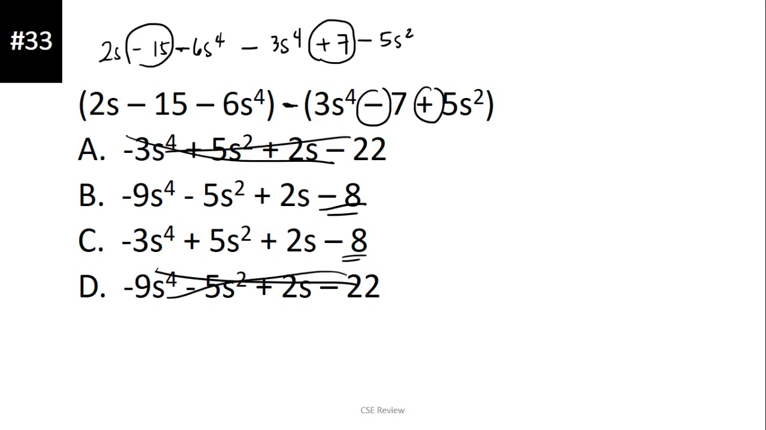Okay? Now, babalikan natin to. Either minus 9s to the fourth or minus 3s to the fourth. Ano yung mga s to the fourth dito? You have negative 6s to the fourth at saka minus 3s to the fourth. Dalawa sila. So, negative 6 minus 3 or negative 6 plus negative 3, that is minus 9. Hindi siya minus 3. So, the answer here is letter B. It has to be letter B.